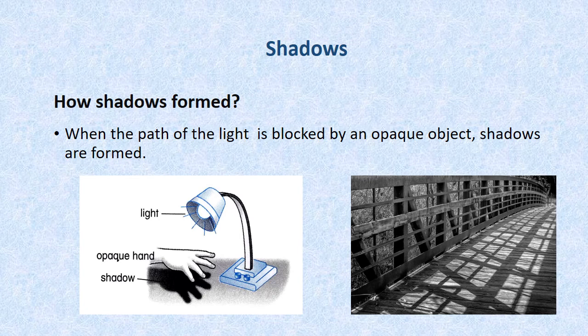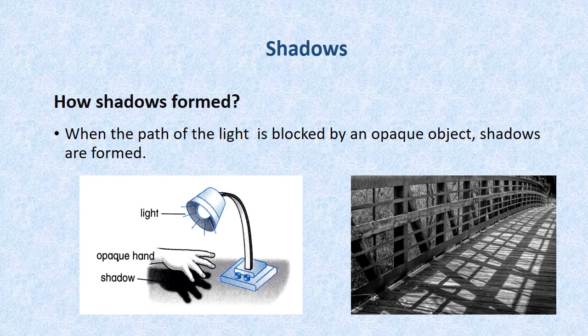So, shadows. How are shadows formed? Have you experienced shadows? I think we all have seen shadows. The shadow of your own and the shadows of some objects and shadows of trees. We all have seen shadows. How is the shadow formed? When the path of the light is blocked by an opaque object, shadows are formed.